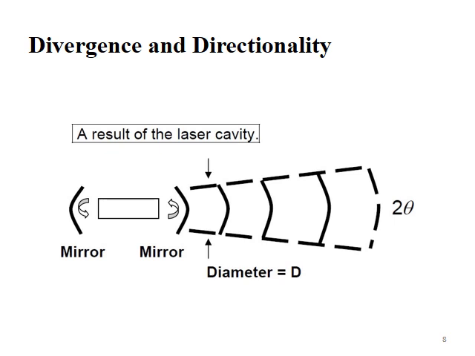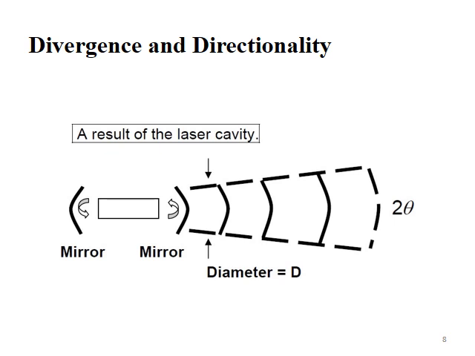Last one is divergence and directionality. A laser beam is highly directional, which implies laser light of very small divergence. This is a direct consequence of the fact that the laser beam comes from the resonance cavity and only waves propagating along the optical axis can be sustained in the cavity. The directionality is described by the light beam divergence angle.